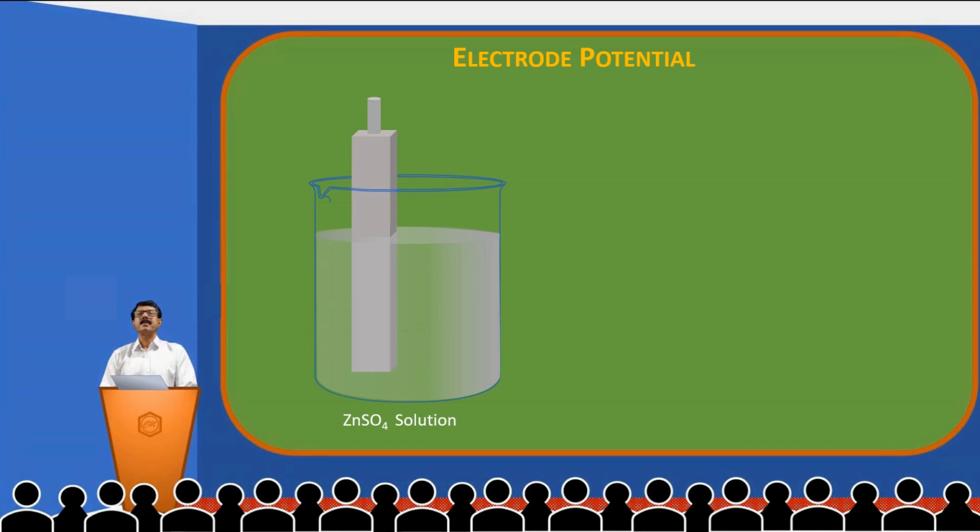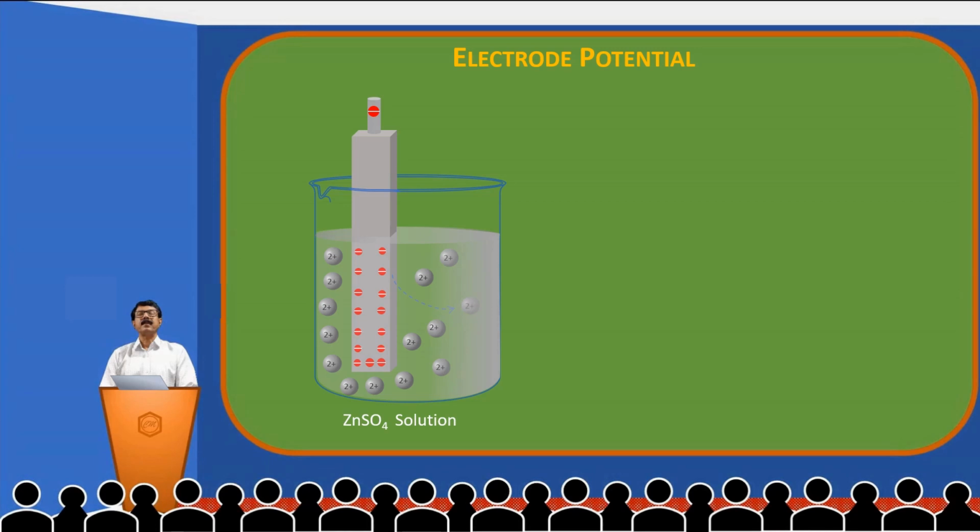You know, zinc has a tendency to give away electrons. So zinc atoms start dissolving into solution, leaving the electrons on the zinc electrode. As a result, negative charge accumulates on the zinc rod. At the same time, there occurs an increased positive charge in the solution.